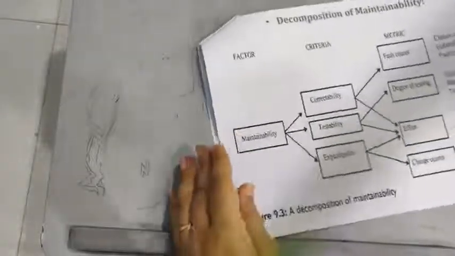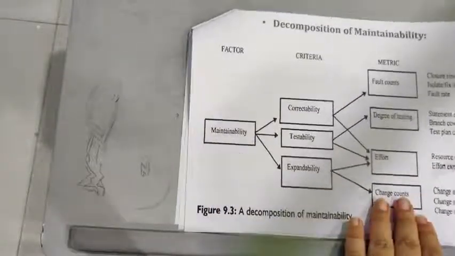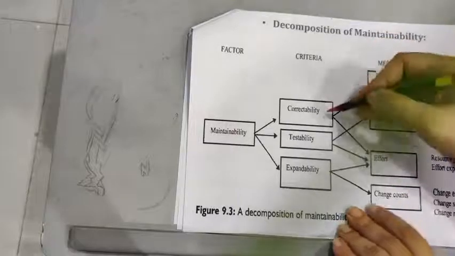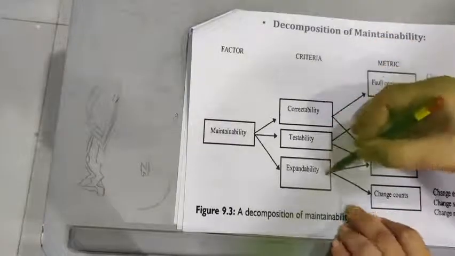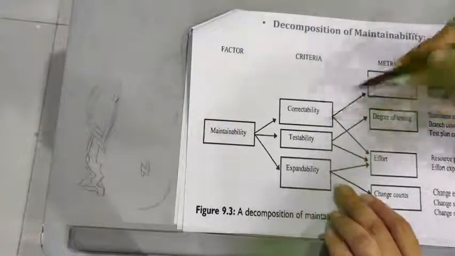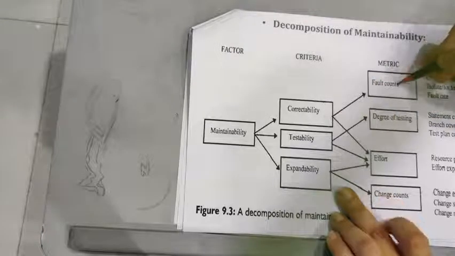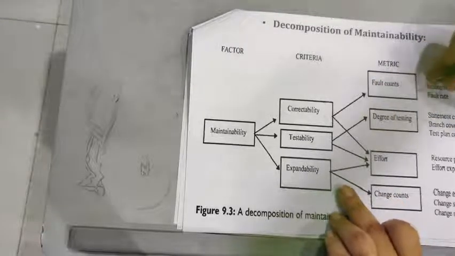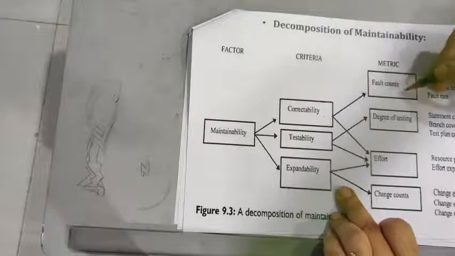Then another part, decomposition of maintainability. Decomposition of maintainability is conducted based on the criteria correctability, testability and extendability. Correctability basically checks the metrics under fault counts. It will calculate the time versus fixed time fault rate.